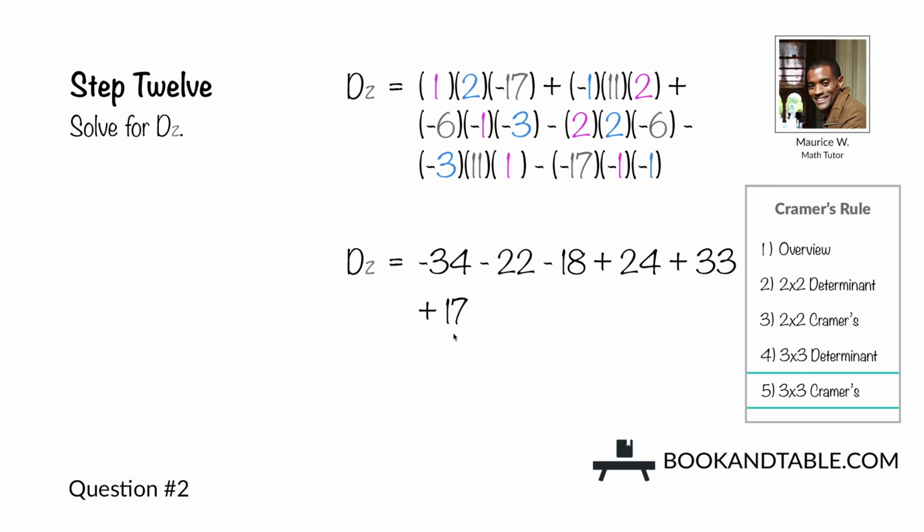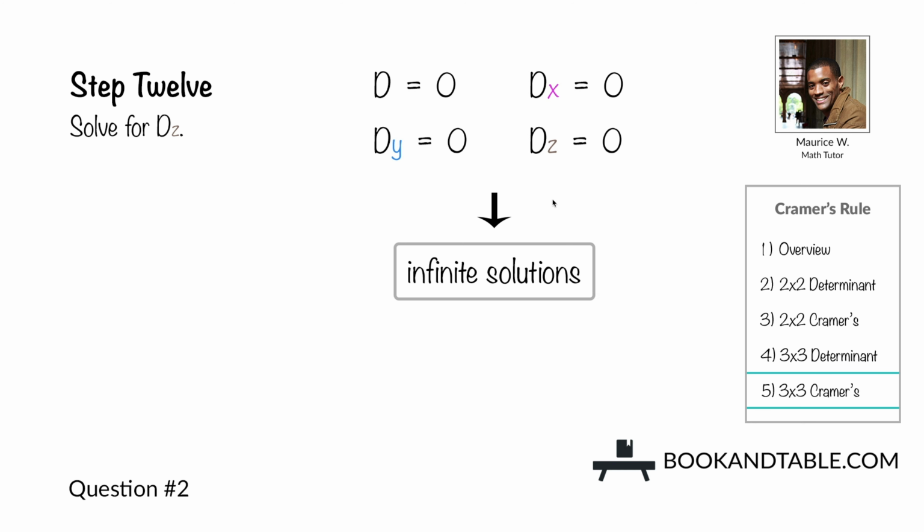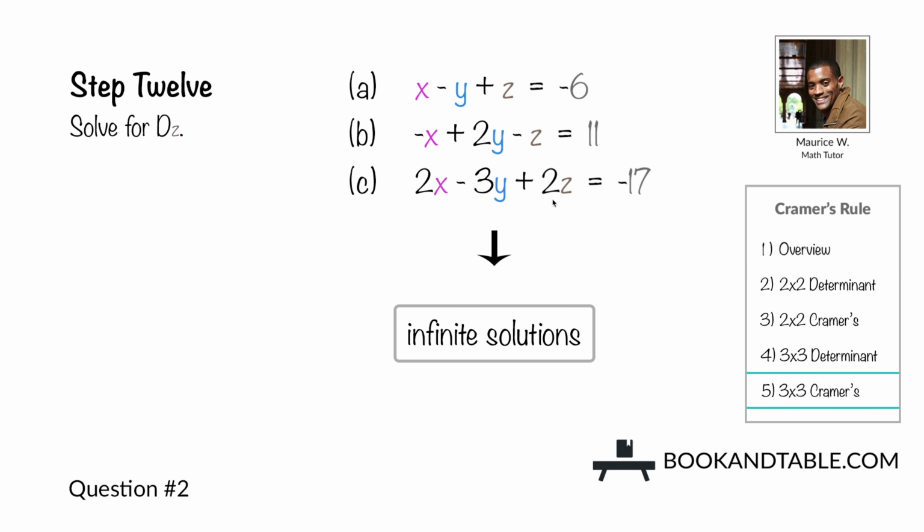So we get dz is equal to negative 34 minus 22 minus 18 plus 24 plus 33 plus 17. So we see dz is equal to 0. And with this, we find that each of our determinants is equal to 0, all 4 of them. So when this happens, that lets us know there are infinite solutions. So for our 3x3 system, we found that there are infinite solutions for question number 2.